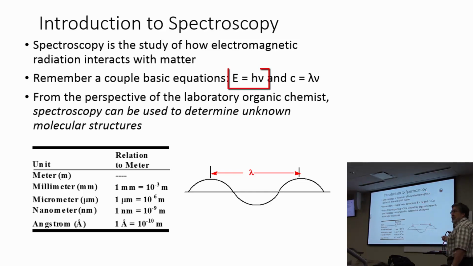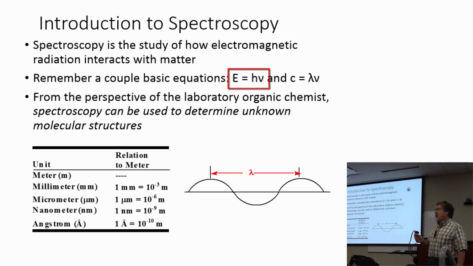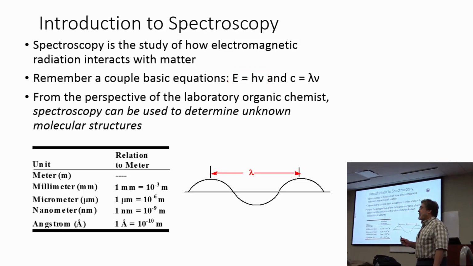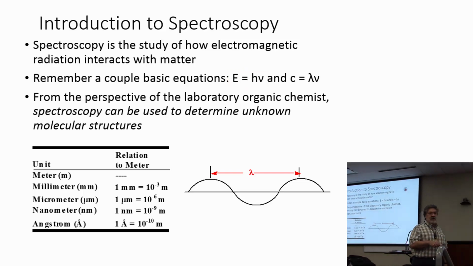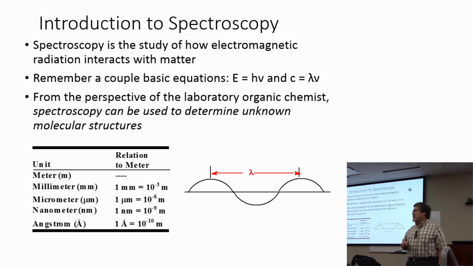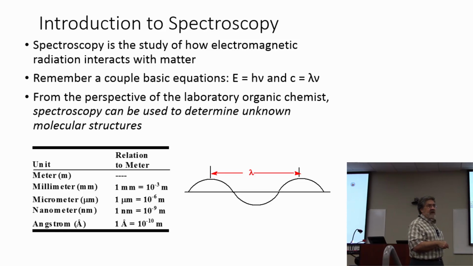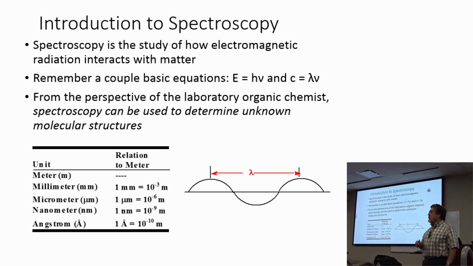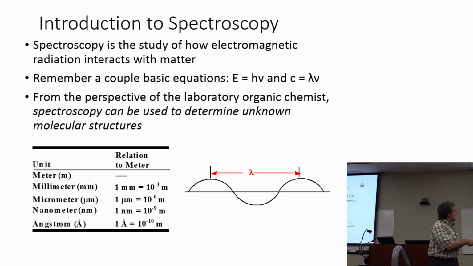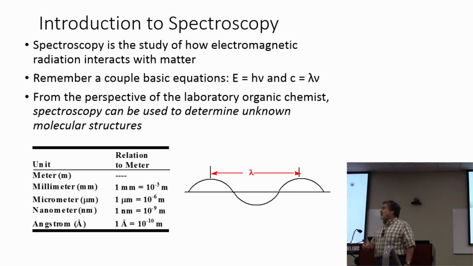E equals h nu. That's not a V. The Greek letters often get substituted by English letters, and most people say this is E equals HV. It's not. It's E equals h nu. Nu is a Greek letter. So if somebody comes up to you this afternoon and says, "What's new?" you can say, "Well, it's E over h." Toss a little algebra at them.